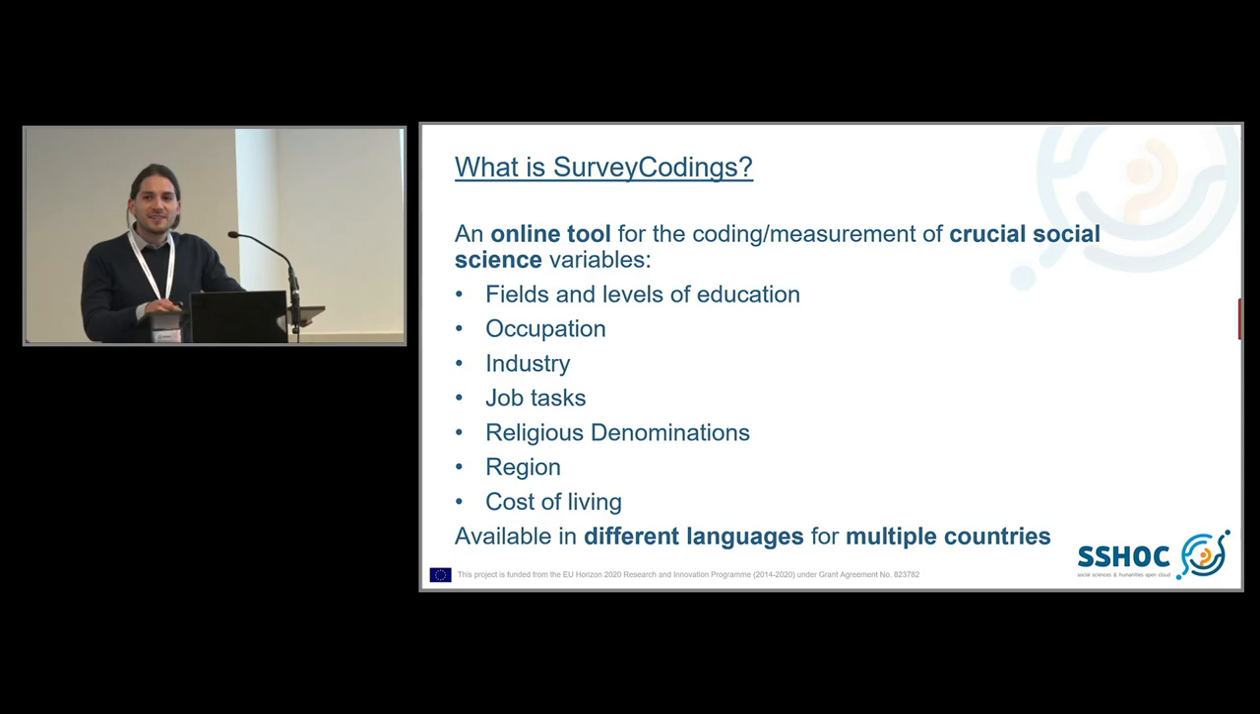What exactly is survey codings? Survey codings is an online tool for the coding and measurement of crucial social science variables, such as fields of education, occupation, industry, job tasks, religious denominations, region, and cost of living. All of these are available in our platform in different languages and for multiple countries.